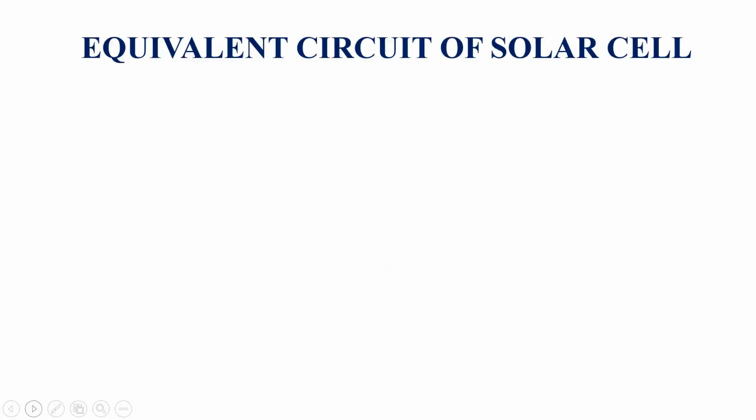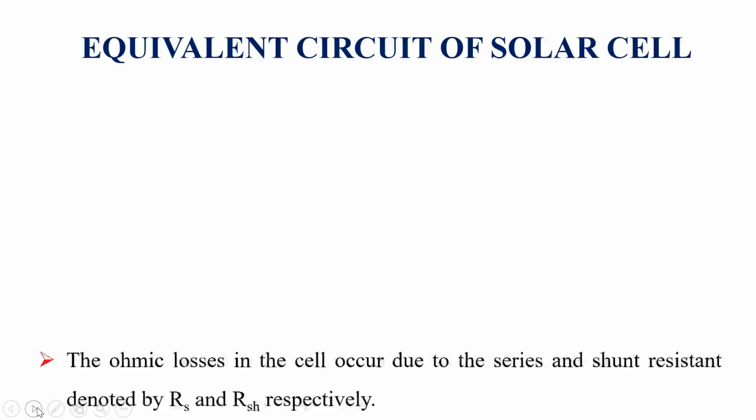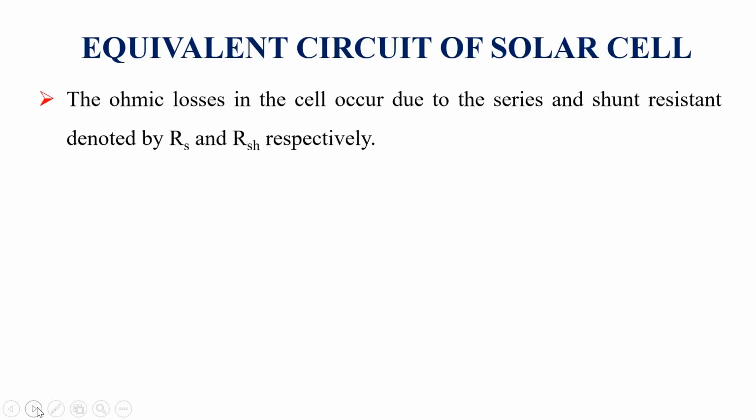Now, we study another topic: the equivalent circuit of a solar cell, or equivalent circuit of a photovoltaic solar cell, or PN junction solar cell. Here, the ohmic losses in the cell occur due to the series and shunt resistance, denoted by Rs and Rsh respectively.